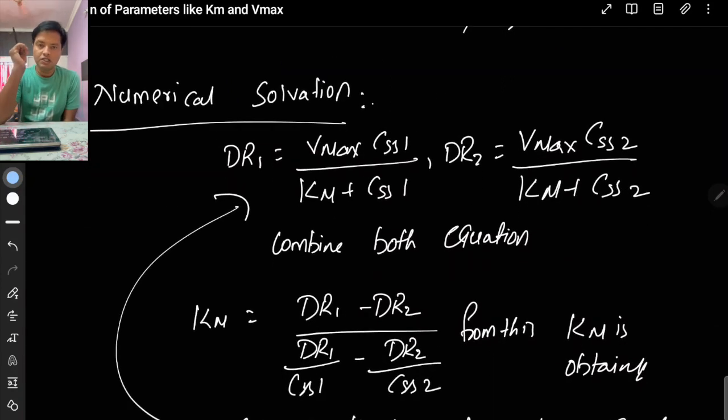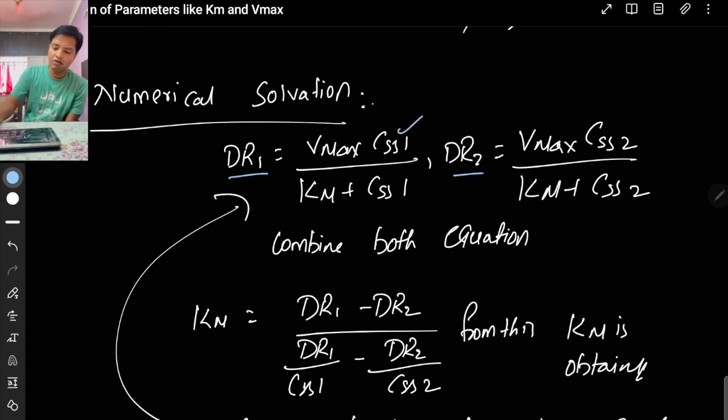Okay, so this is the graphical method. So two methods we saw now, and those two methods are graphical methods. Next one is the numerical method. So for the numerical method, how do we solve this? I don't want to draw the graph. I want to get the values of Km and Vmax numerically. For that, conduct the experiment with two dosing rates.